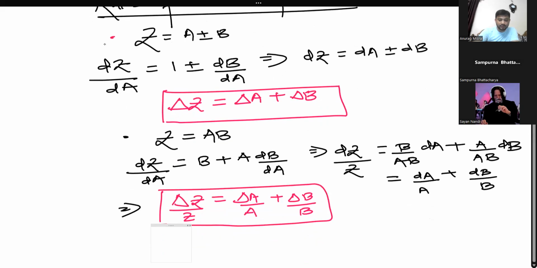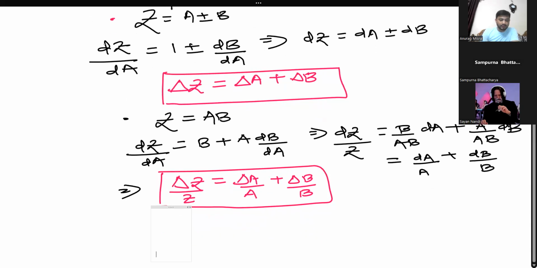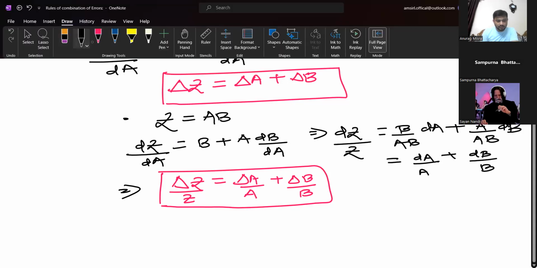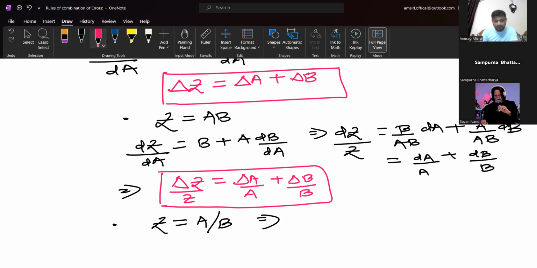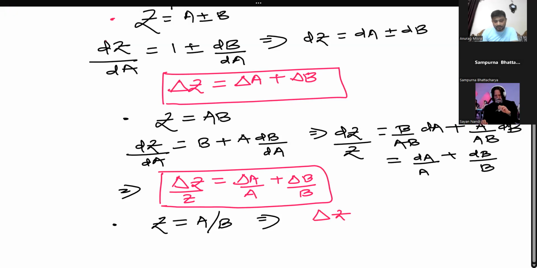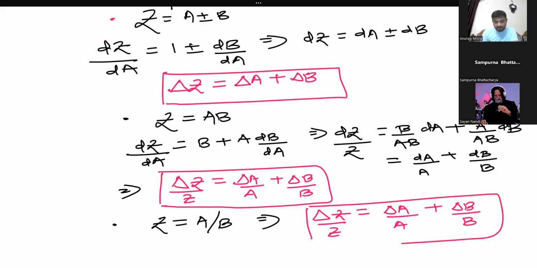The same rule applies in the case of division also. Even if you divide, the rule remains the same. You can do it by derivative and check it. So if you have Z equals A by B, here also the formula to find the error will be the same: delta Z by Z will be equal to delta A by A plus delta B by B. We will not subtract, because as I said, we have to take the maximum permissible error.